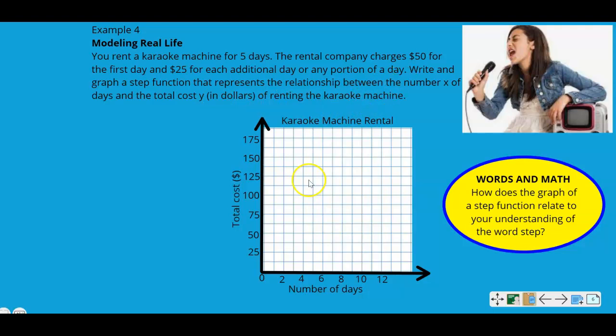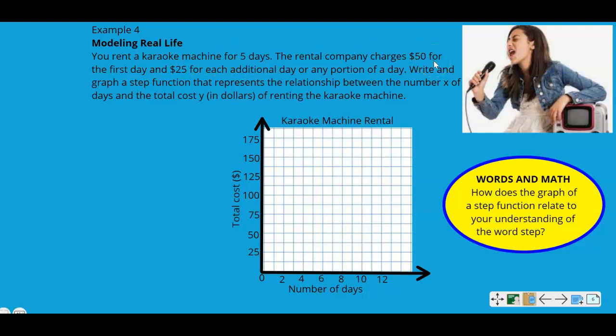All right, so I went ahead and put a graph on here, and it says number X of days. So number of days is going to be our X-axis, and the total cost in dollars is the Y-axis. So the first thing, let's go ahead and make a table of values and try to get a sense of what we're looking at. So it says you rent a karaoke machine for 5 days.